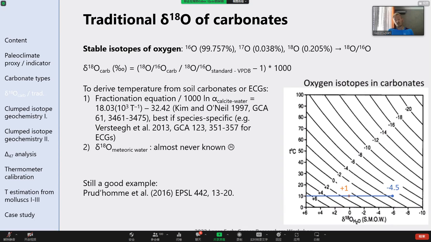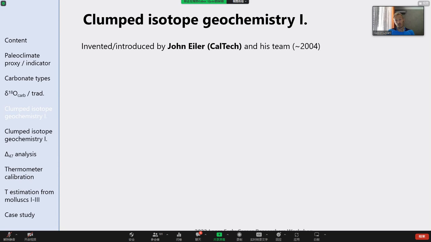There are some examples. A good one, for instance, is Prud'homme, who used the GNIP stations to calculate past meteoric water compositions. This is one way out, but there are huge uncertainties associated with this approach, and I don't think this is the best choice at the present state of knowledge. So why should we need to know the oxygen isotopic composition of meteoric water if we have another method which doesn't require this information? This is clumped isotope geochemistry, which was introduced by John Eiler at Caltech and his team almost 20 years ago.